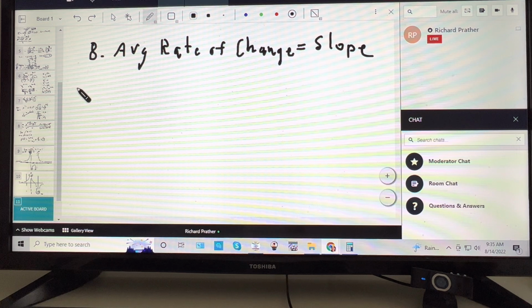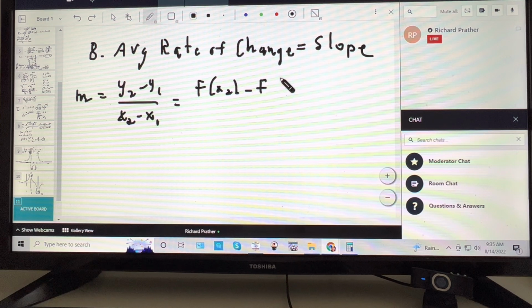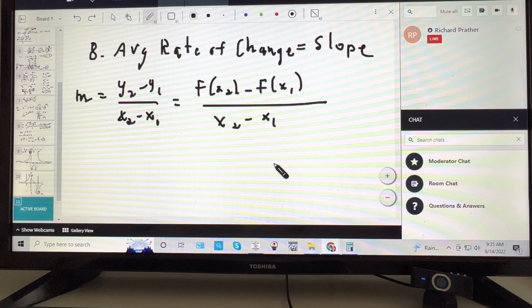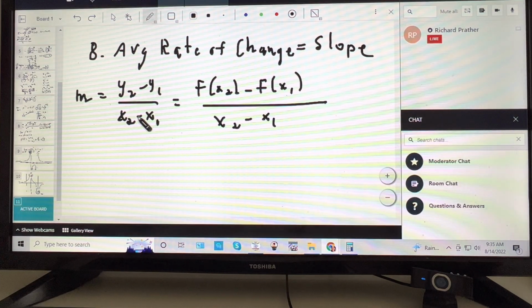So algebra would say that the slope is y2 minus y1 over x2 minus x1. In calculus, they just do it a little more fancy. They say f of x2 minus f of x1, and those are the same thing as y's, over x2 minus x1. So my f of x is 7x cubed plus 7.